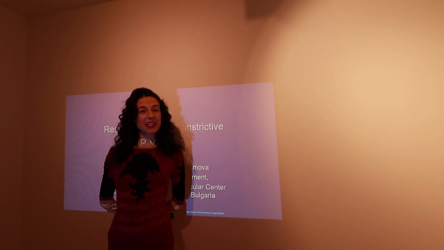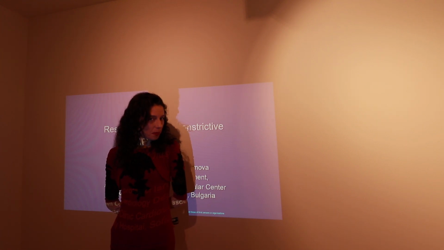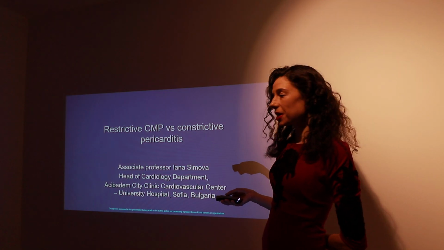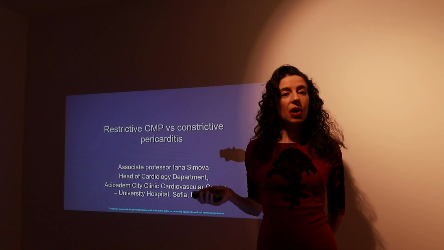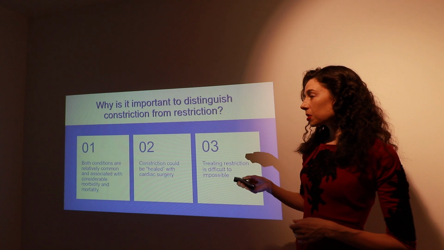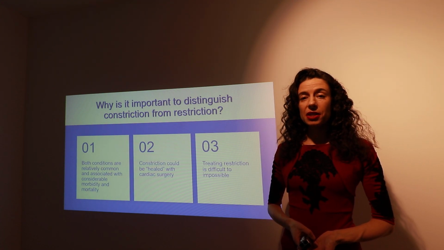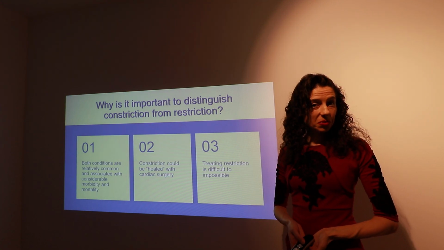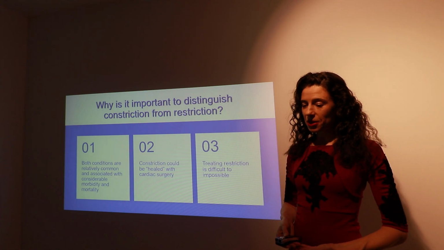I'm Associate Professor Yana Simova, and today we are going to speak about a very tricky topic, and this is the differential diagnosis between constrictive pericarditis and restrictive cardiomyopathy. Why is it so important to make this diagnosis? Because both conditions are relatively common and associated with increased morbidity and mortality. Also because constriction could be healed with cardiac surgery while restriction could not be healed.